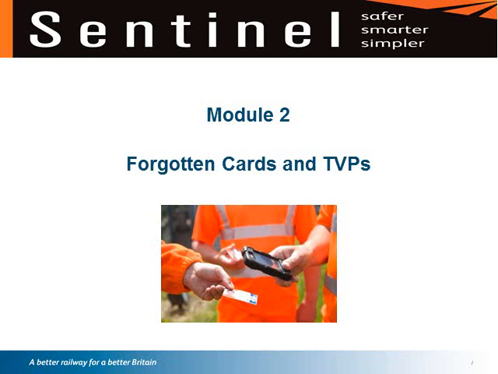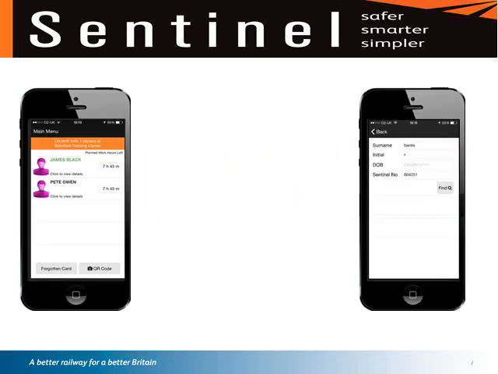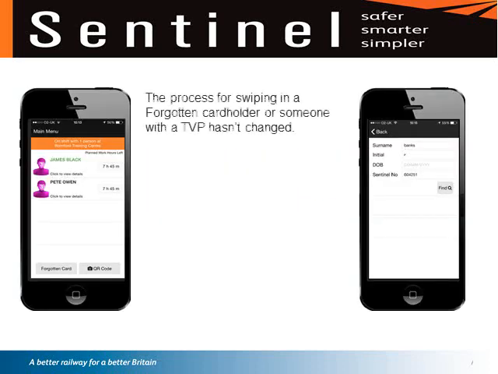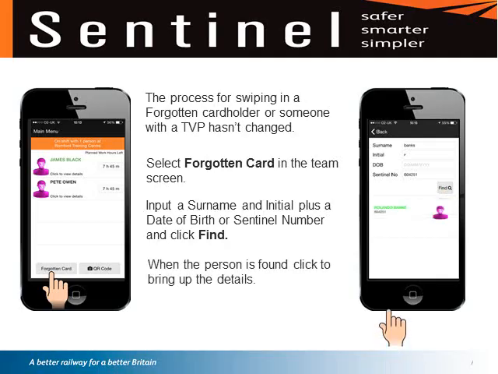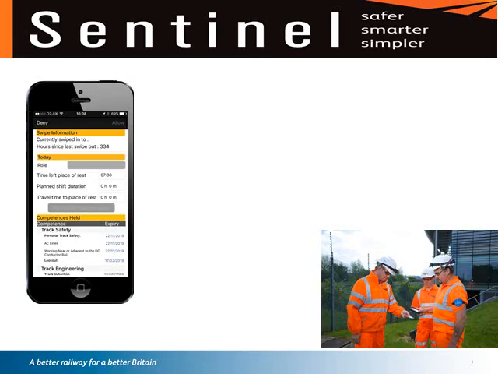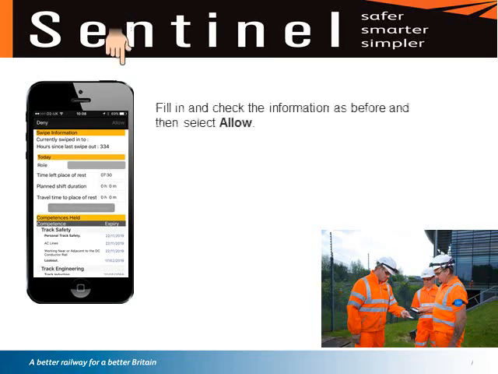Module 2. Forgotten cards and TVPs. The process for swiping in a forgotten card holder or someone who has a TVP hasn't changed. Select Forgotten Card in the team screen. Input a surname and initial plus a date of birth or Sentinel number and click Find. When the person is found, click to bring up their details. Fill in and check the information as before and then select Allow.